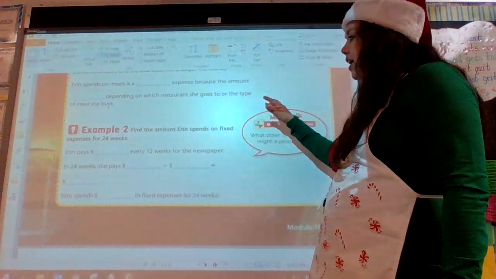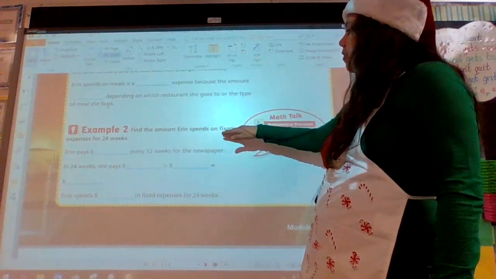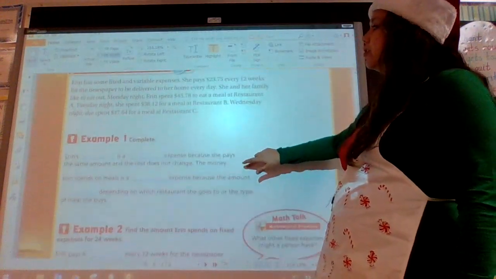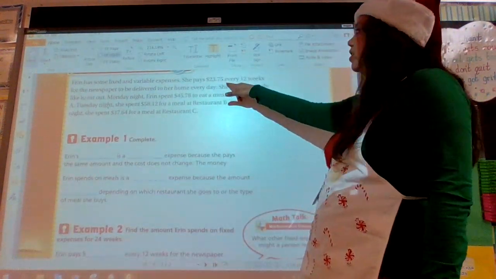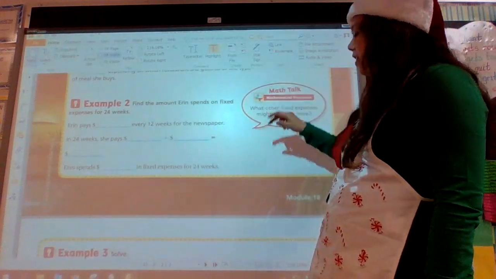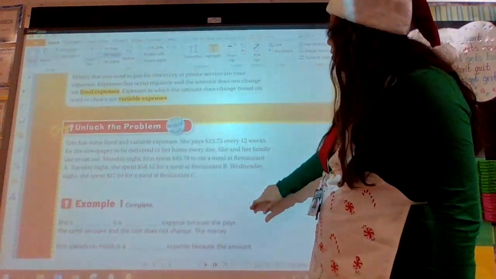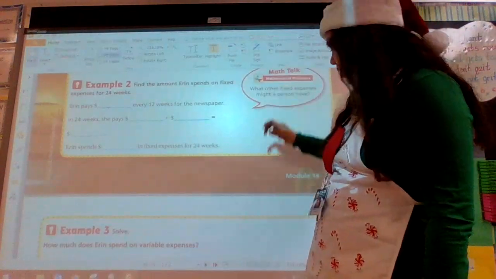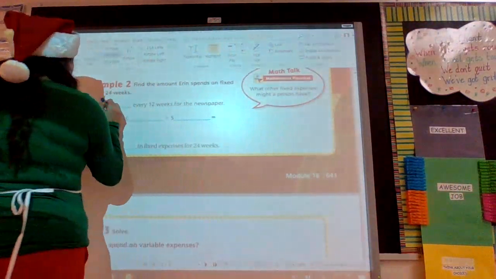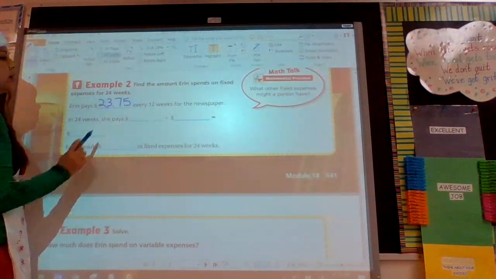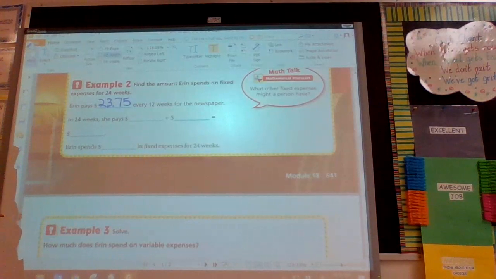So we have to come back up to the problem, and we want to know how much does she spend on the fixed expense. The fixed expense was her newspaper. Well, she pays $23.75 every 12 weeks. So let's write that down. It was $23.75. So she pays $23.75 every 12 weeks for the newspaper.